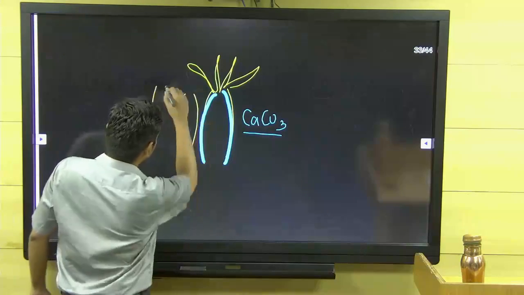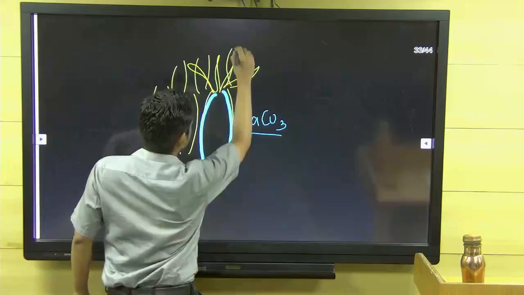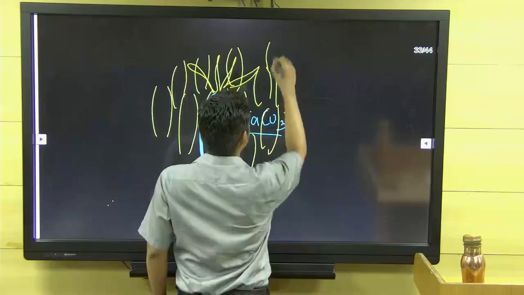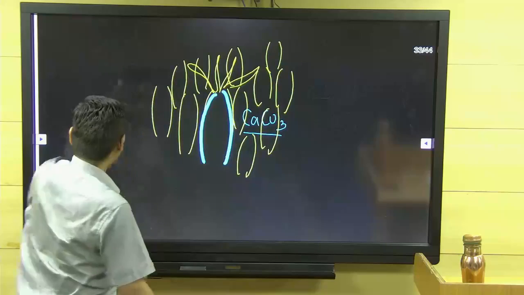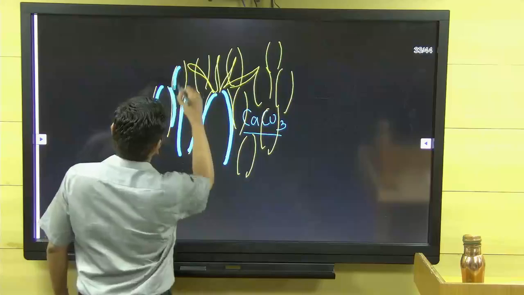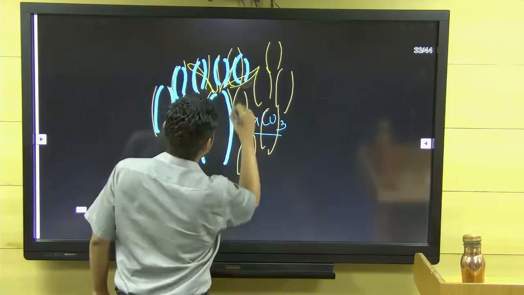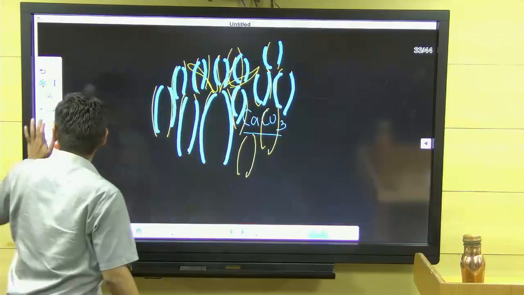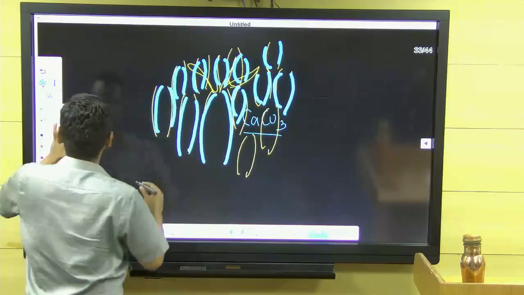Coral polyp, coral polyp, coral polyp. Invite your friends. Ask all of them to secrete calcium carbonate. Ready? Calcium carbonate, calcium carbonate, calcium carbonate. Secreted. Now you have tentacles everywhere.